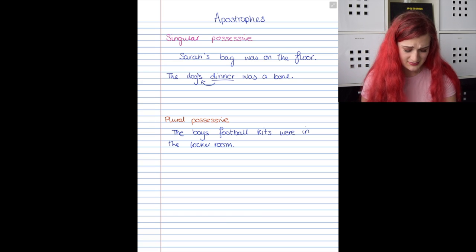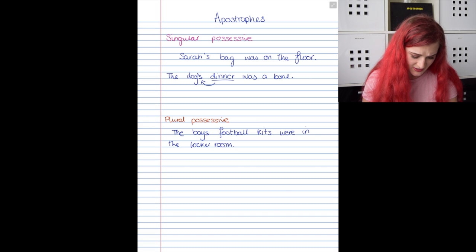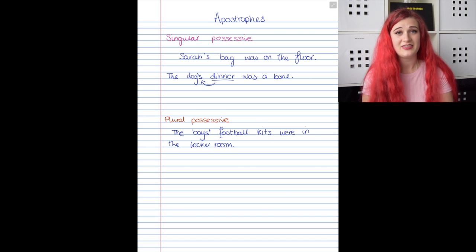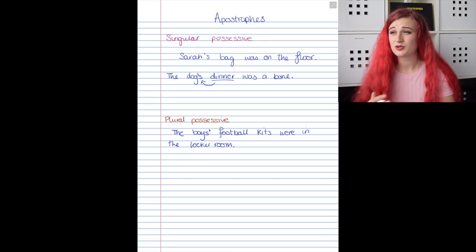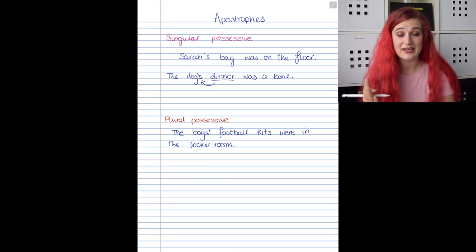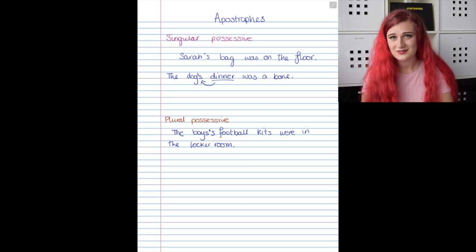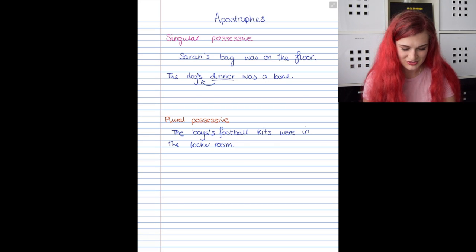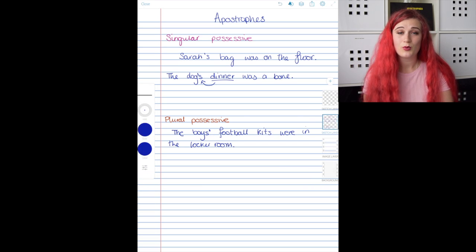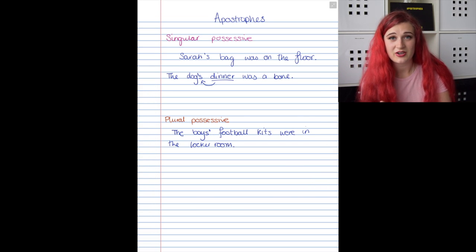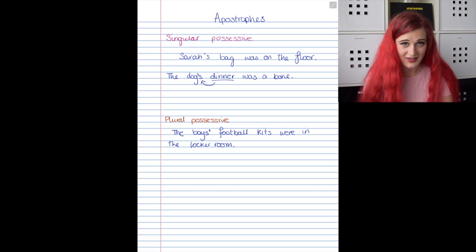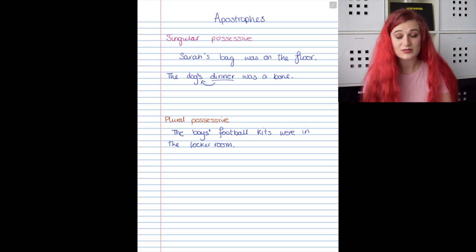To do this, I'm going to put my apostrophe after that S. Because if I'm talking about a group of boys, I will say boys anyway. I'm not going to say the boys's football kits were in the locker room. That sounds a bit silly. So what we do is we just put the apostrophe on the outside and we leave off that S. The boys' football kits were in the locker room.